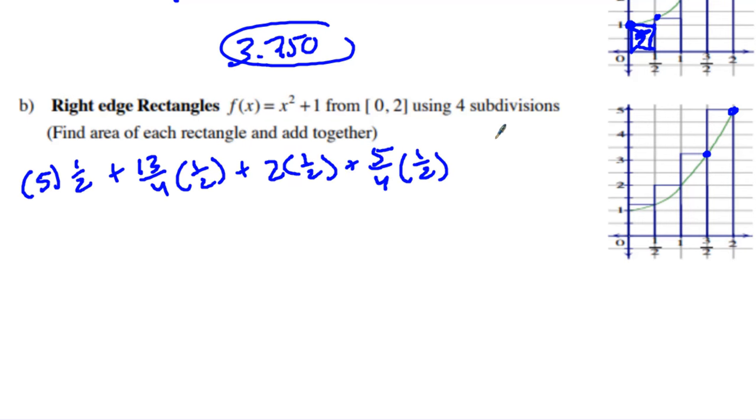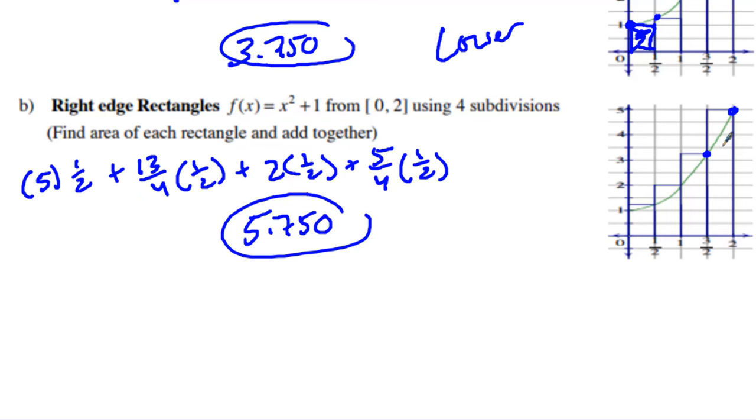You can see the difference between the left-handed Riemann sums and right-handed Riemann sums is this one starts at the left and doesn't have that last point. This one starts at the right, doesn't have that first point, and we end up getting 5.750. So you know the area is somewhere in between these. This left-handed, because our function is increasing, is going to be lower than the actual area, and since it's increasing, this right-handed is going to be greater than that actual area.